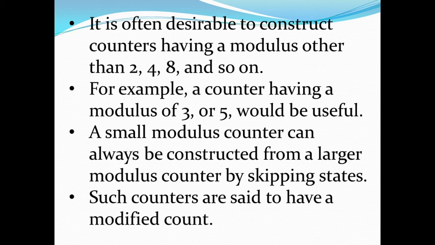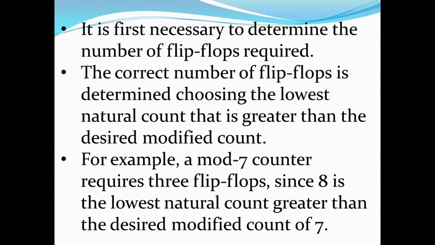How do we prepare them? A smaller modulus counter can always be constructed from a larger modulus counter by skipping states. That means we can utilize the feedback method, and some of the states in a natural counter can be skipped and it is converted into a modified count. It is first necessary to determine the number of flip-flops required. That means to prepare a particular modified counter, you have to decide how many flip-flops you require. And the circuit should be simpler also.